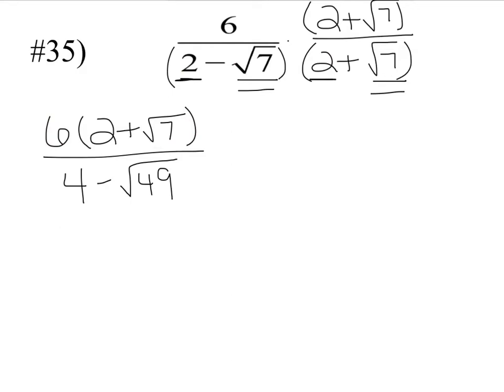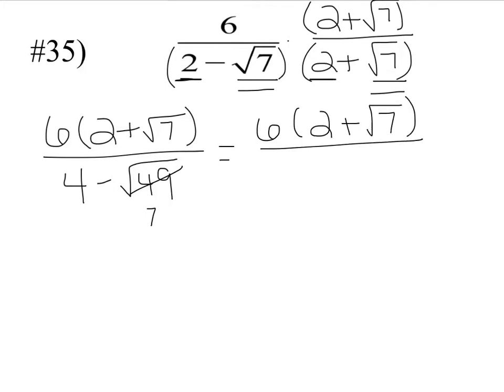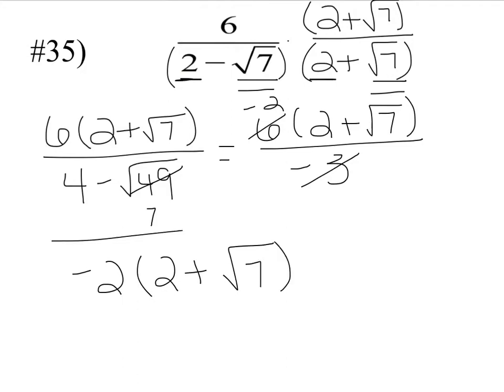Now we know the square root of 49 is 7. So this becomes 6 times 2 plus the square root of 7 all over 4 minus 7, which is negative 3. So it's a good thing that we went ahead and left that 6 factored out, because now the 6 divided by negative 3 is negative 2, which leaves you negative 2 times 2 plus the square root of 7. And that is your answer.